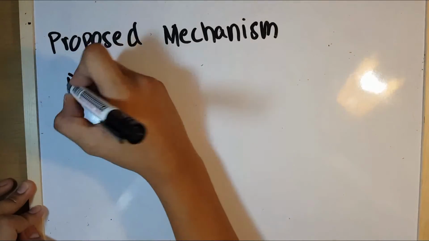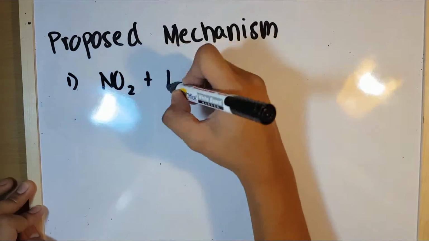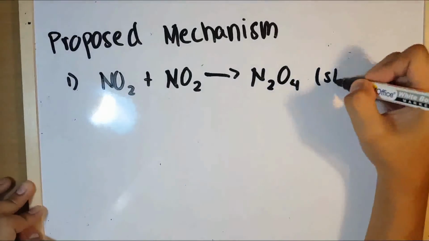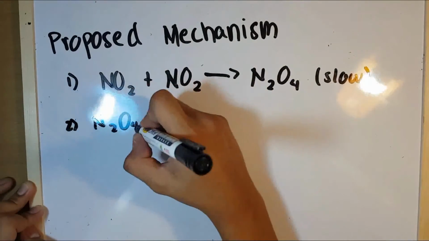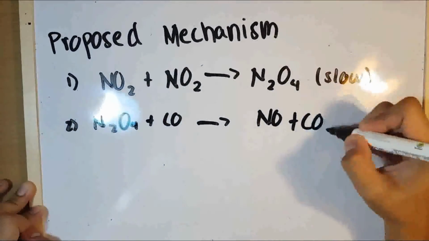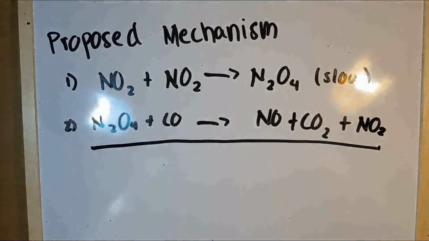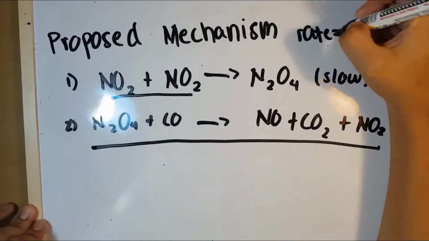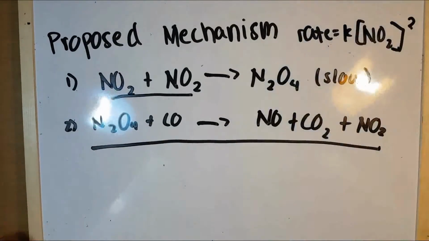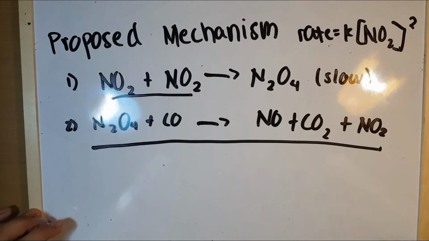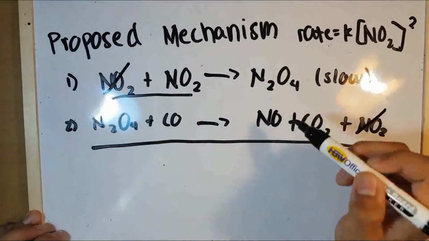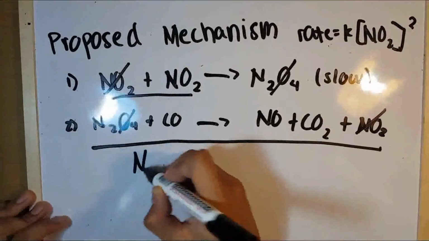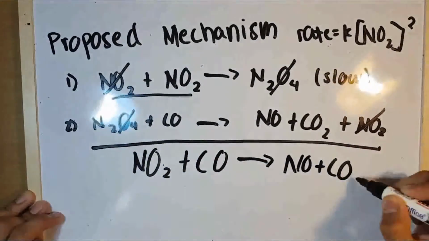The following proposed two-step mechanism is consistent with the observed rate law expression. The rate-determining step of this mechanism involves a bimolecular collision between two NO2 molecules. This is consistent with the rate expression involving nitrogen dioxide squared. Because the carbon monoxide is involved only after the slow step has occurred, the reaction rate would not depend on carbon monoxide, or the reaction would be zero order in carbon monoxide, if this were the actual mechanism.